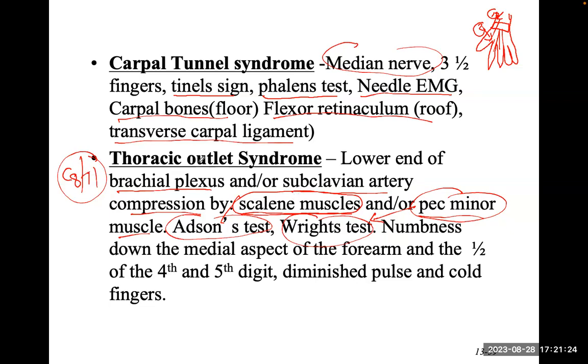So thoracic outlet syndrome could either be scalene syndrome or pec minor syndrome. It's either the pec minor or the scalene muscles compressing the brachial plexus and/or the subclavian artery. And Adson's test and Wright's test differentiate which structure is doing the compressing and what's being compressed.